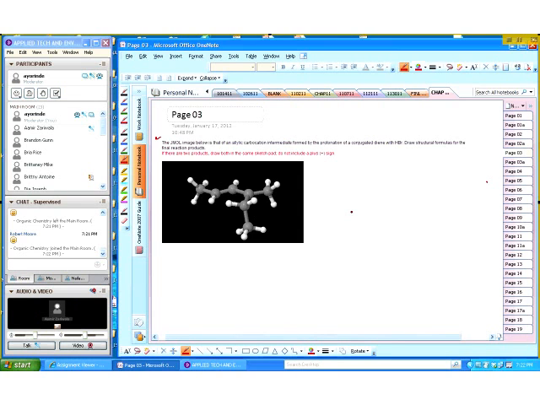The image below is that of an allylic carbocation intermediate formed by the protonation of a conjugated diene with HBr. Draw the structural formulas for the final reaction product. Okay, very good. It also says if there are 2 products, draw both in the same sketch. So in other words, if you expect 2 products, go ahead and draw the 2 products.